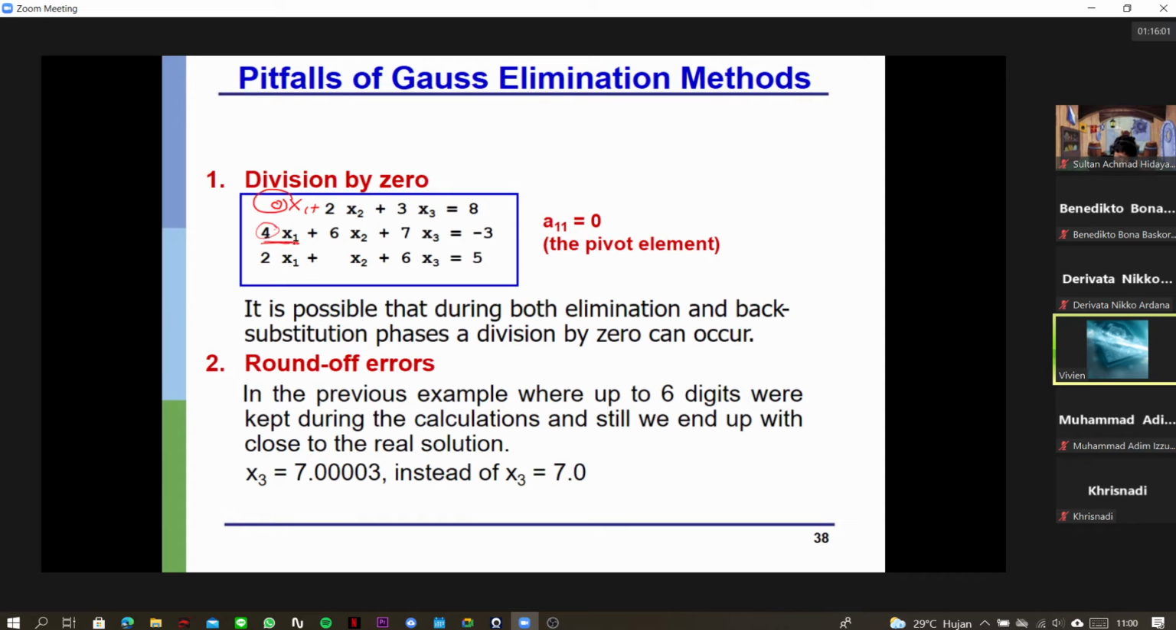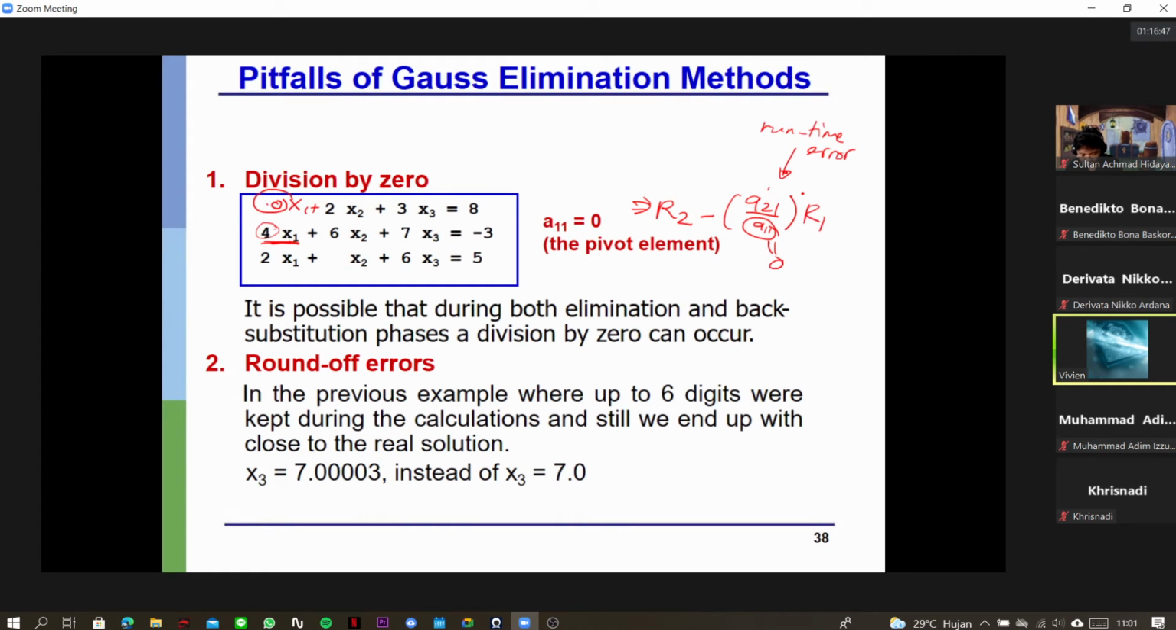So what happens here is that we subtract from the second row, R2, A21 divided by A11 multiplied by R1. If we want to calculate this, we have the A11 value which is equal to 0. So the division by the pivot element is 0, and that becomes a problem. There will be an error in the calculation, a runtime error, so the calculation will just stop and do nothing, because we have division by 0.